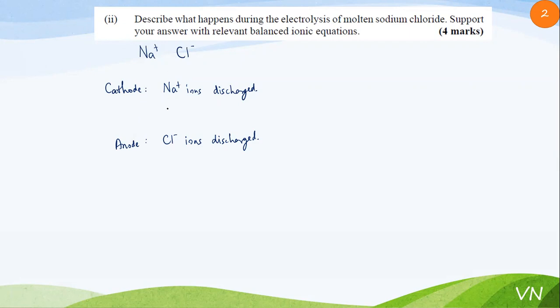All right, so you're correct. Remember again that you must have your state symbols. Some person must know that. So it is going to be sodium ions, Na+, plus an electron to form sodium, and this sodium is going to be in a liquid state.